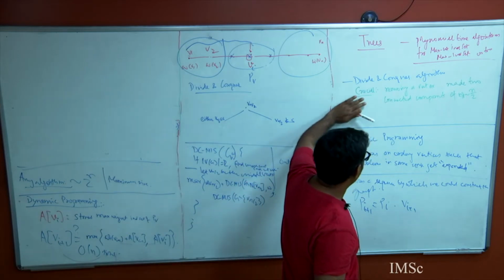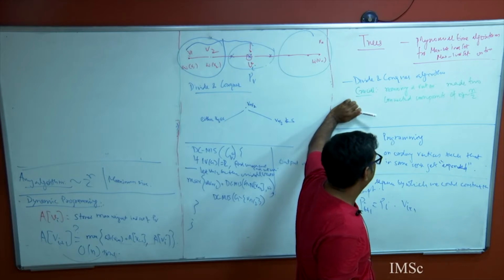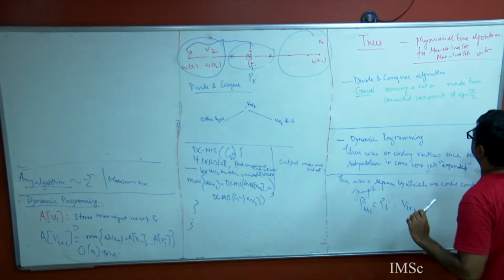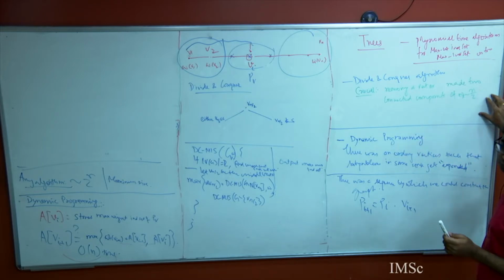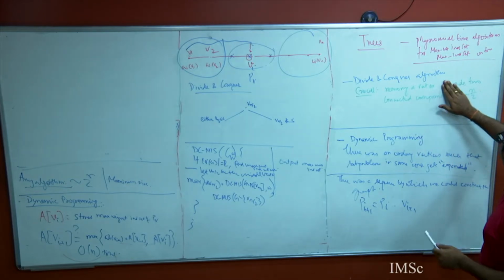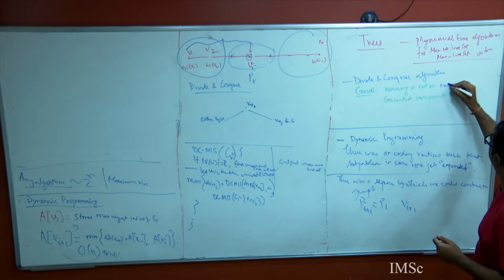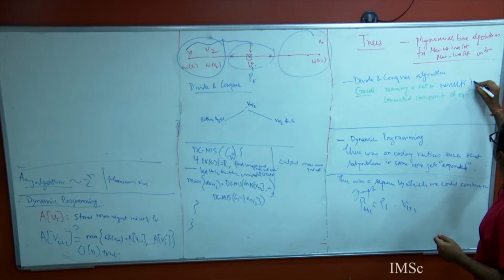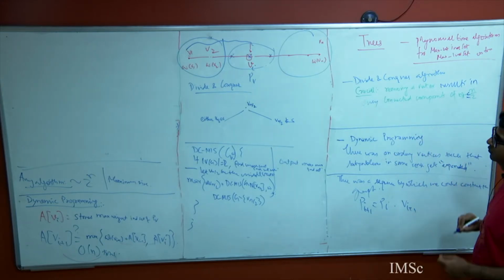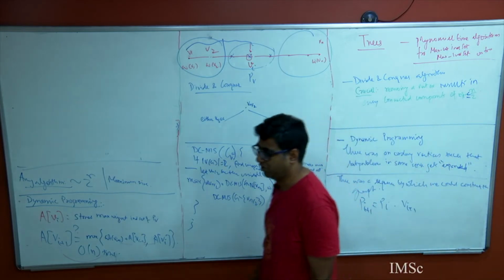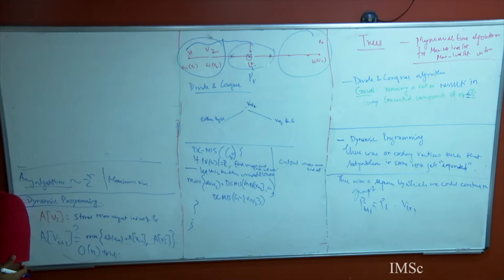So let's see, what happens if we would have replaced this lemma? Removing a vertex, we had made two connected components. Removing a vertex results in every connected component of size at most n by 2. Is this helpful? If I would have this, will that help?